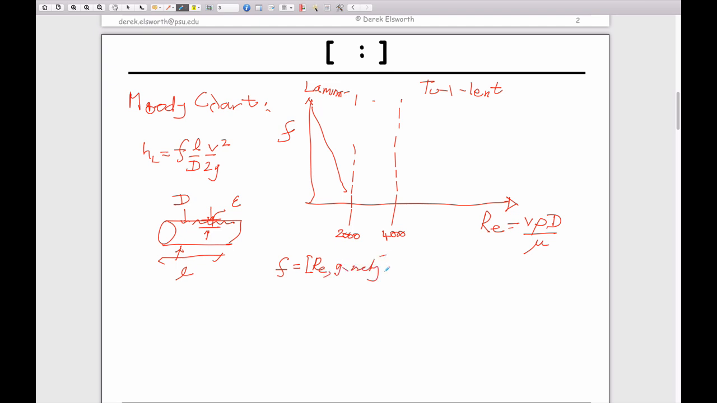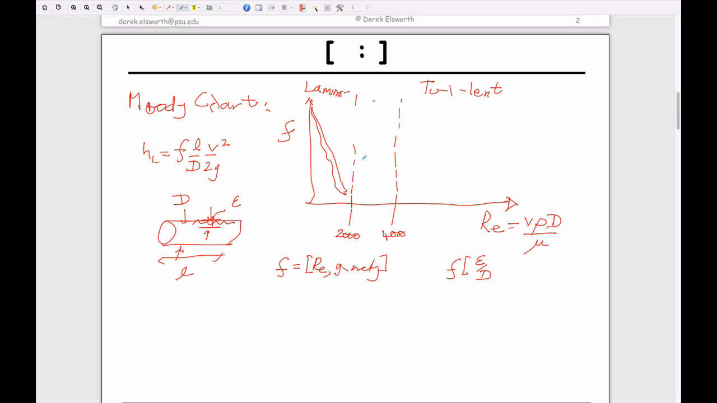So I'm trying to write geometry. So anyway, this relationship clearly is an inverse relationship with Reynolds number, it isn't increasing. And in the turbulent regime, the friction factor is principally a function of relative roughness, epsilon over d.